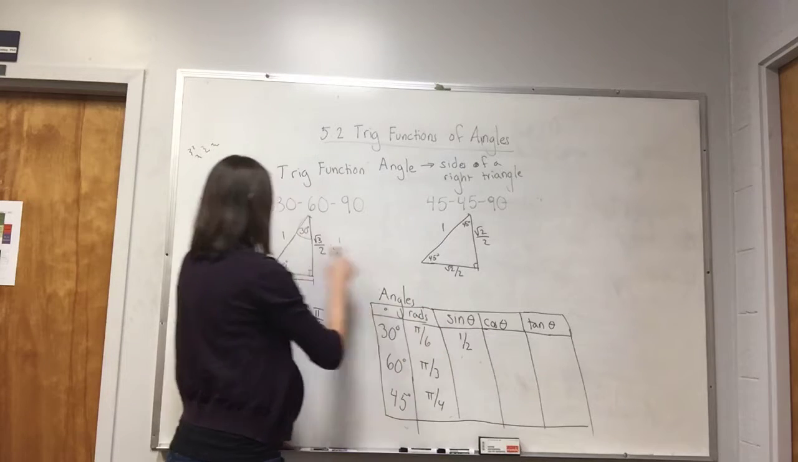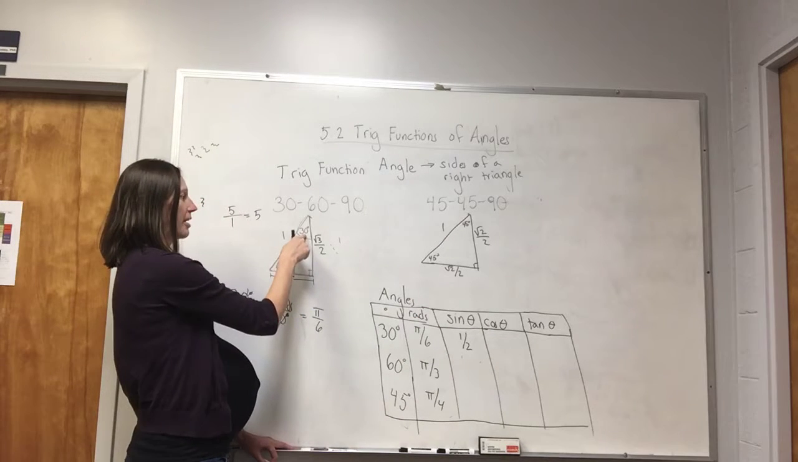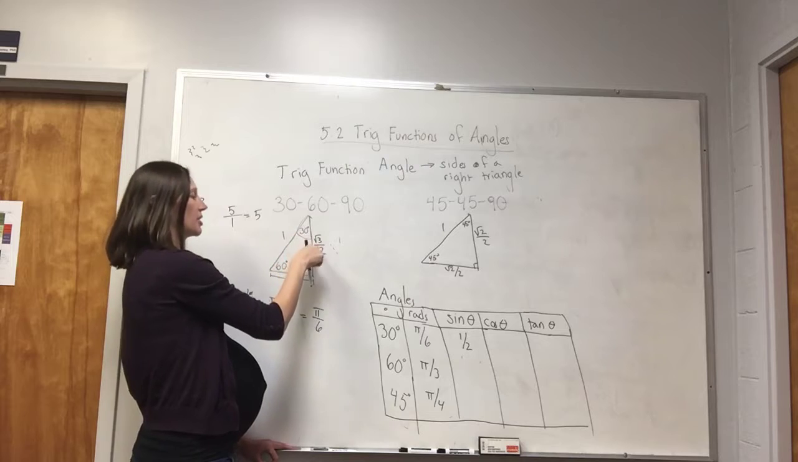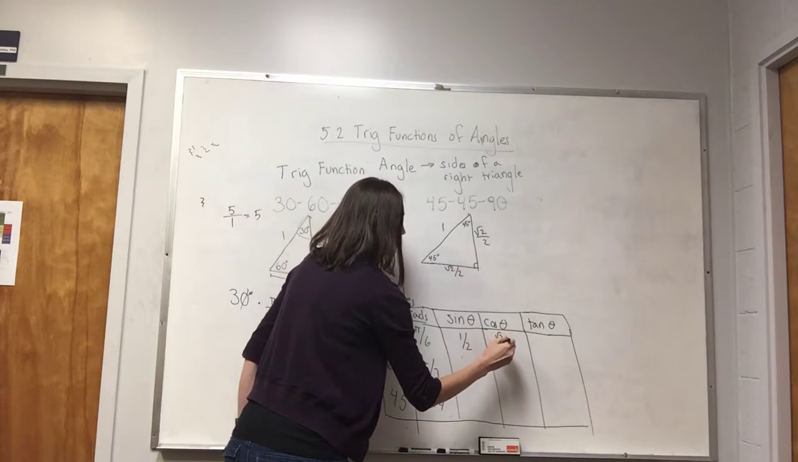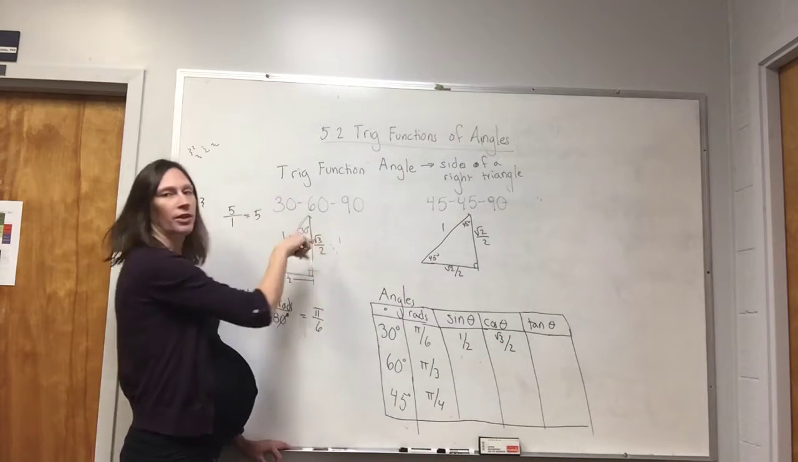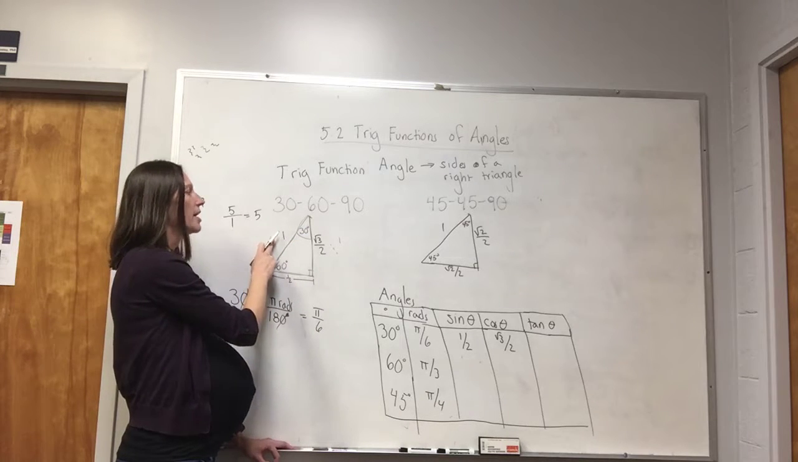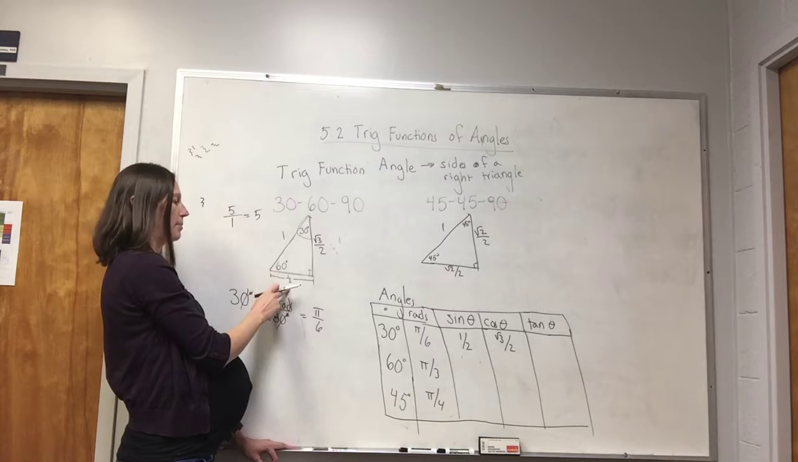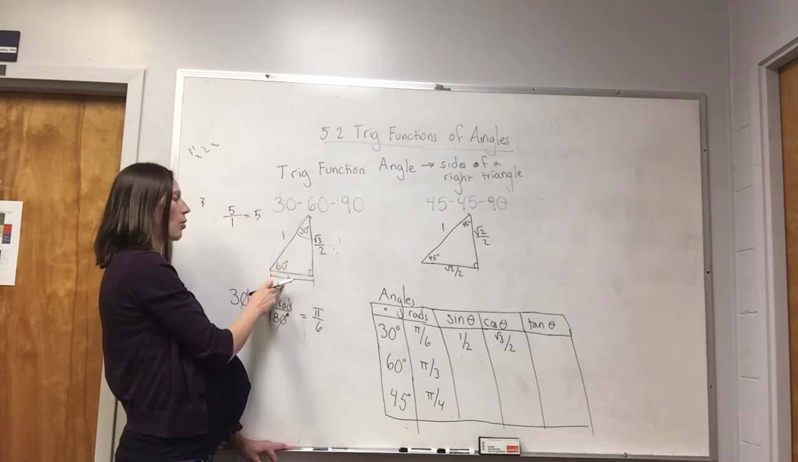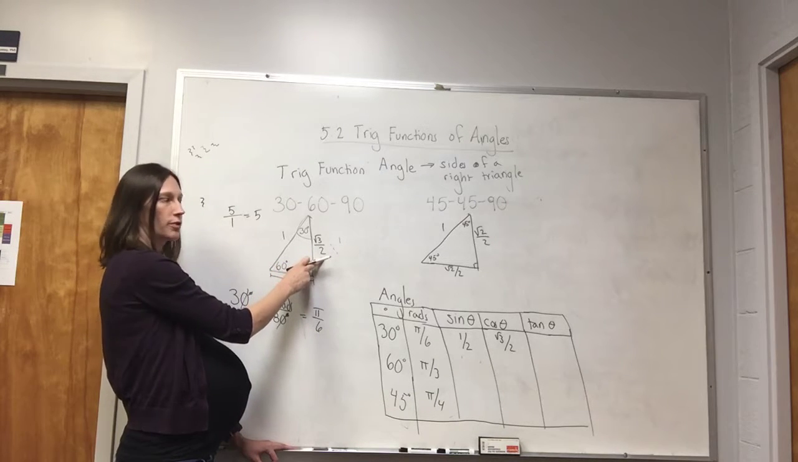Continue with 30 degrees. Cosine, what is adjacent? Okay, well, not the 1, that's the hypotenuse, but adjacent is the root 3 over 2. Again, dividing by 1, dividing by the hypotenuse. If I use the CAH part of SOHCAHTOA, it doesn't change, it's root 3 over 2. Tangent, TOA, opposite over adjacent. So 1/2 over root 3 over 2.